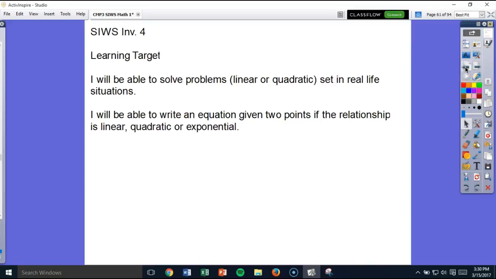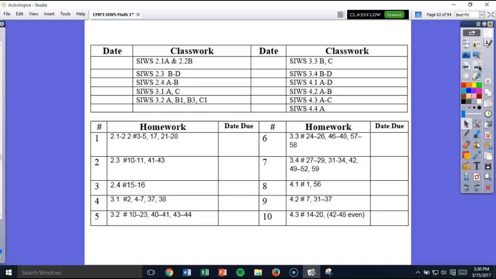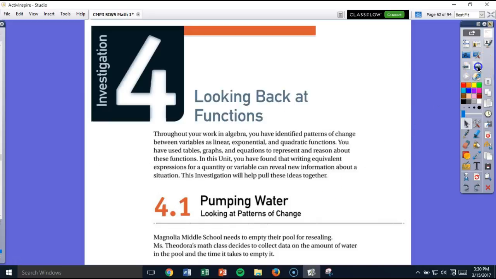Hello everyone, and welcome to Say It with Symbols, Investigation 4 that we get kicking off here today. Our learning target for Investigation 4 is that we'll be able to solve problems, both linear and quadratic, set in real-life situations. And we want to be able to write an equation given 2 points if the relationship is linear, quadratic, or exponential. Our ACES questions for 4.1, lots of them.